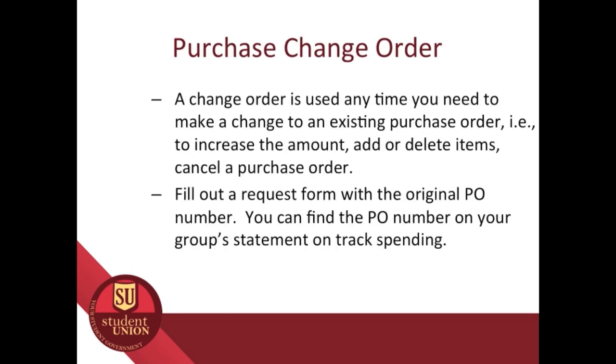The purchase order change order is what you use anytime you need to make a change to an existing purchase order. For example, if you need to increase or decrease the purchase order amount, add or delete items, or cancel a PO altogether. You will need the original PO number to complete the form. You can find the PO number on your group financial statement on track spending.